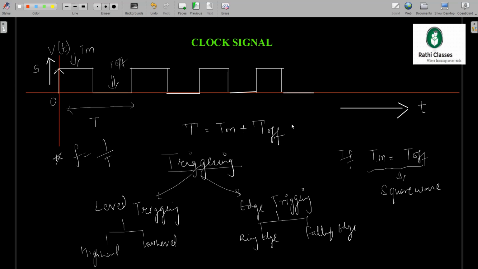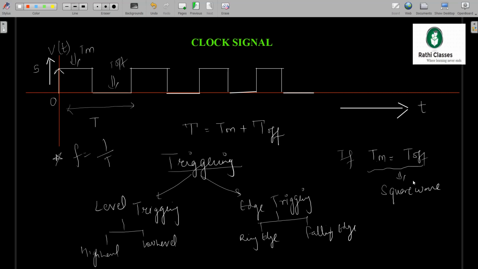This tutorial will be dealing with the clock signal. As you can see, the wave diagram is of a digital signal, having either a rectangle or a square kind of form. The on cycle and off cycle are the same, that is if T on equals T off, that means the wave that I have formed is a square wave.